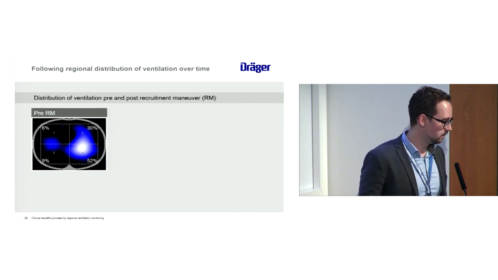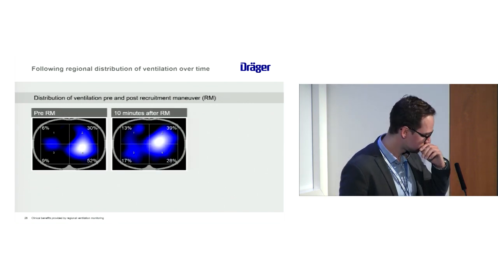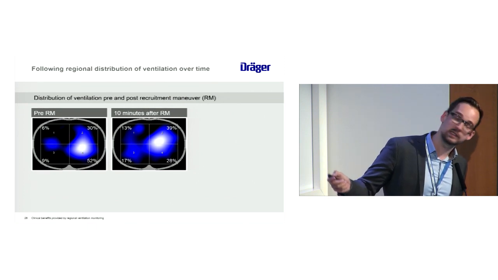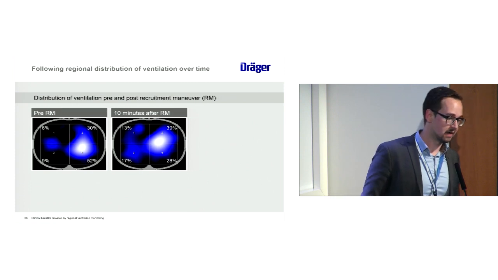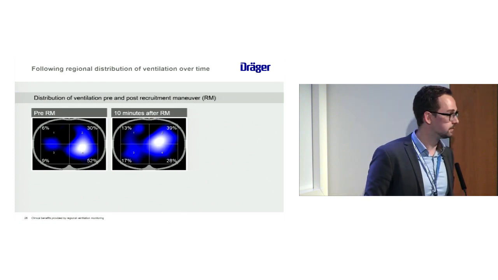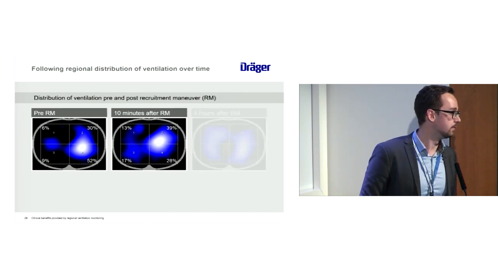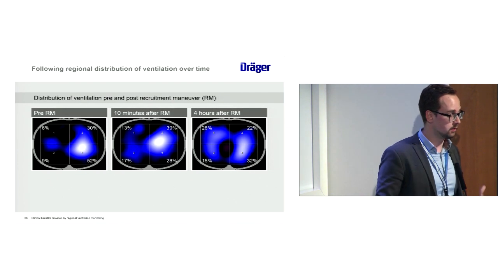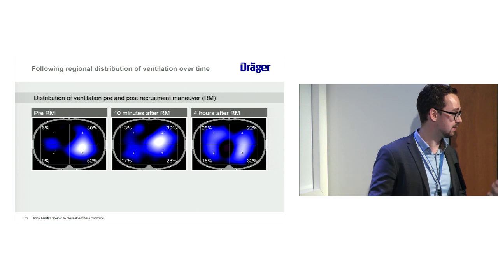So what did they do? They performed a recruitment maneuver. The patient started coughing, and he coughed out a little bit of mucus, and you could immediately see right after the recruitment maneuver that now more parts of the right lung were actually being ventilated. And this is the image 4 hours after the recruitment maneuver. So with this, you can see immediately how the patient is responding to your intervention, and whether you should continue, abort, or maybe try something else.